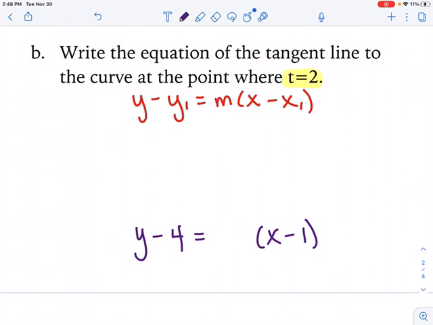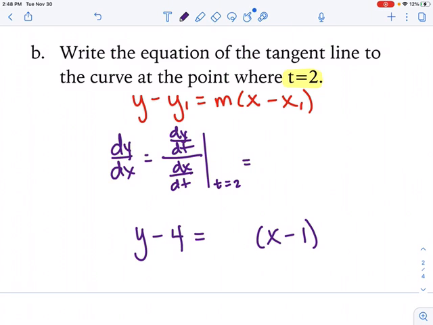Okay. Now, for our slope, dy/dx, we know it is dy/dt over dx/dt. Okay, and we need to evaluate it at t equals 2. So we need to take dy/dt, cosine of t squared, over dx/dt, t sine of t, and we need to plug in t equals 2 to that expression.